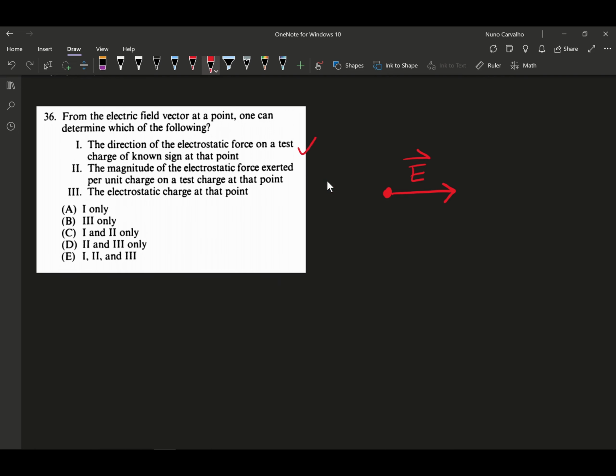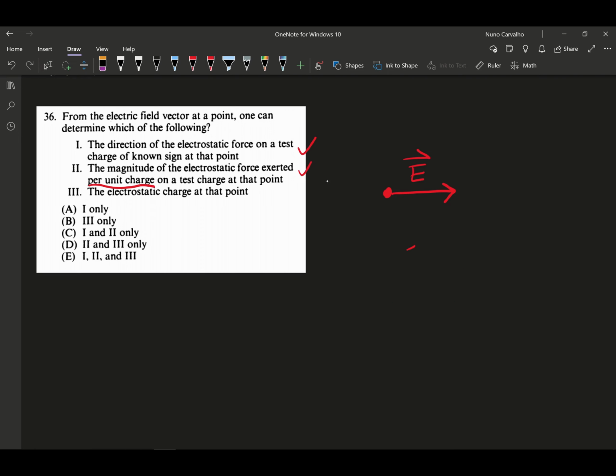For number 2, the magnitude of the electric force exerted per unit charge on a test charge at that point. The key word here being per unit charge. So you might know from your formula sheet that this is the equation for electric force. It's Q times the magnitude of the electric field. And so if we are asked for the magnitude of the electric force per unit charge, then really we're asking for F_E over Q, which if you look at our formula here, well, that's just going to be E. So the magnitude of this will be the same as the magnitude of the electric field. So we can also know that because, by the way, we can tell the magnitude from the length of the electric field vector right there.